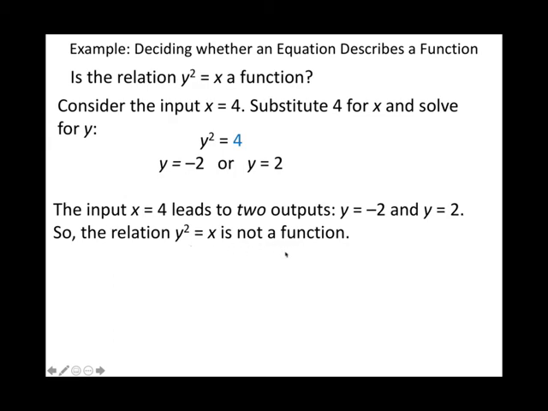Okay, it's not a function. To be a function, we only have one input leading to exactly one output.